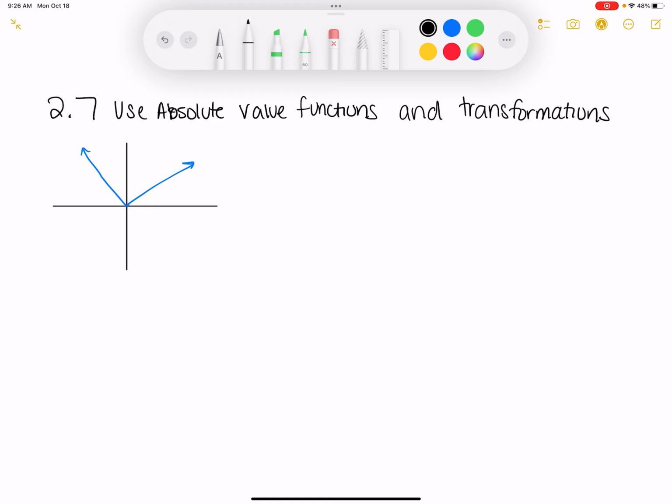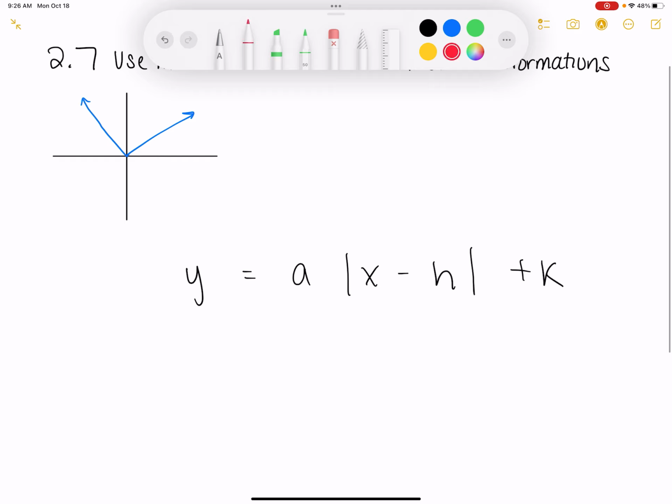So let's see. Y equals a times the absolute value of x minus h, plus k. I'm going to write this just as a review of what's happening, because it can get confusing. At each point here, what's happening. A is a stretch or a compress.